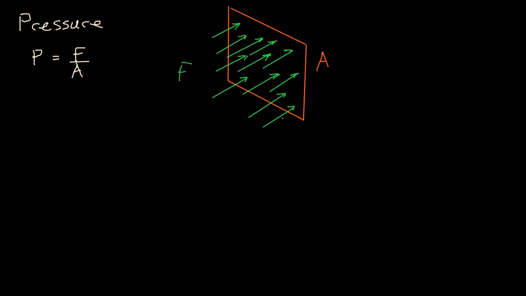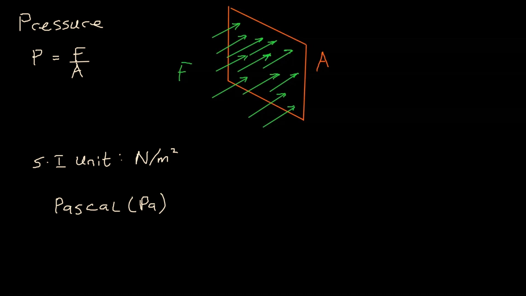We define pressure as the perpendicular force per unit area. So a fluid is able to exert force on other objects, and this force is usually a result of an external force acting on the fluid itself, or a result of its own weight. Pressure is measured in newtons per meter squared, which is also called Pascal, and it is a scalar quantity, meaning it has no direction, just magnitude.